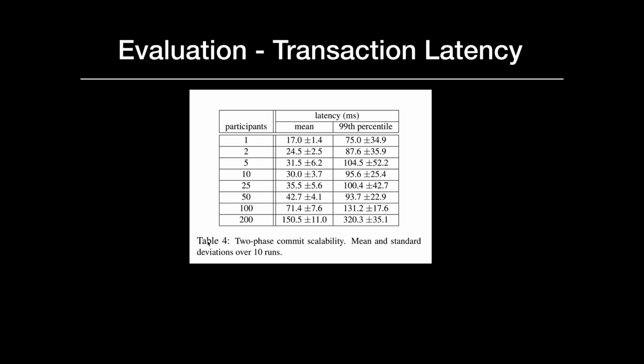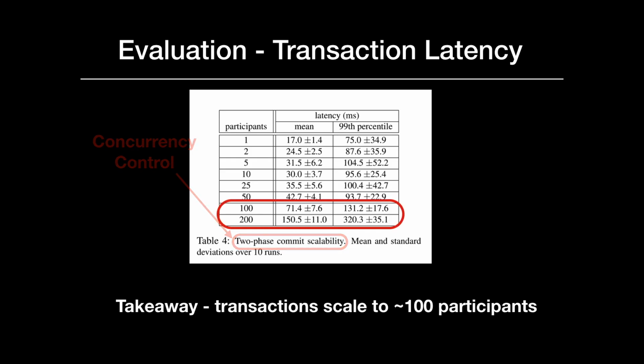The next experiment they ran was to determine the latency of transactions which touch more than one shard. A quick clarification, two-phase commits are a form of concurrency control, which is how we maintain consistency in transactions. The key takeaway from these experiments was that transactions can scale up to 100 participants of replica groups, where the tail latency, the sort of 99th percentile of how long it takes transactions to run, is still somewhat reasonable, around 100 milliseconds.